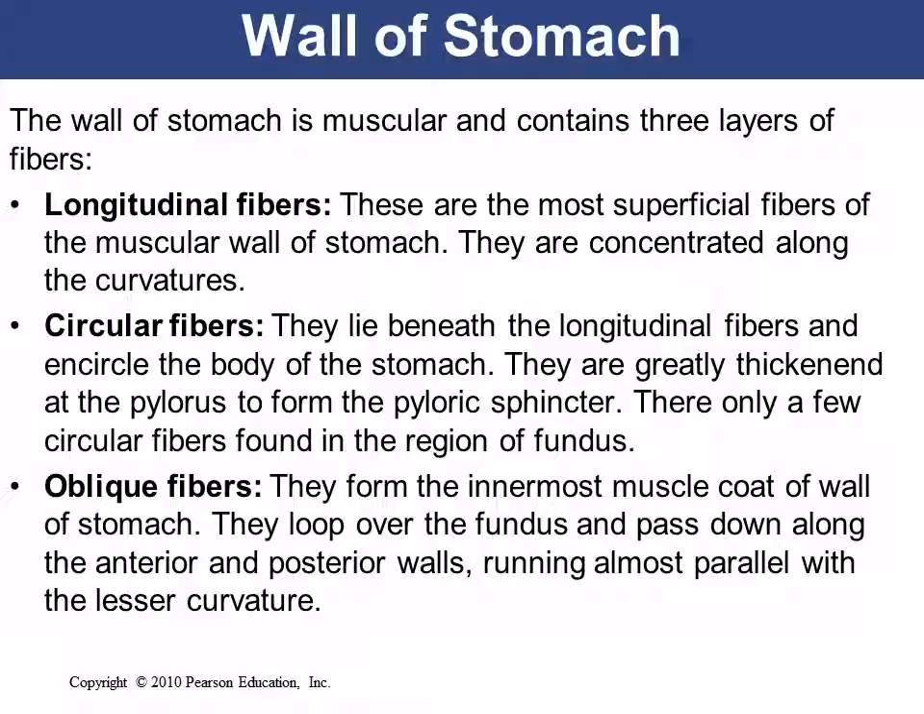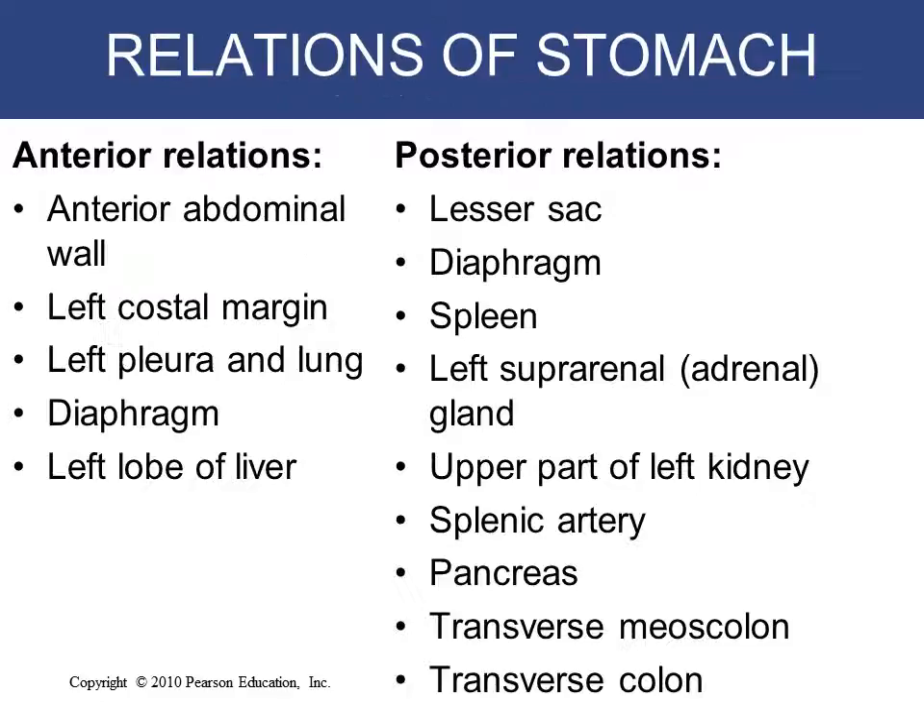the pylorus to form the pyloric sphincter, which is the one that controls the discharge of stomach content through the pyloric orifice. We have few circular fibers in the region of the fundus, while the oblique fibers are the ones that form the innermost muscle coat of the stomach, and they loop over the fundus and pass along the anterior and posterior wall, running almost parallel with the lesser curvature.